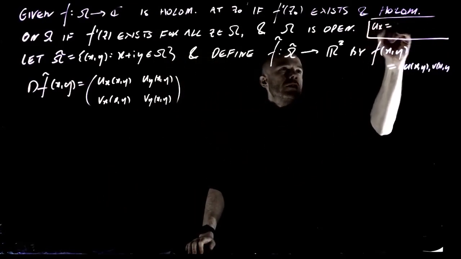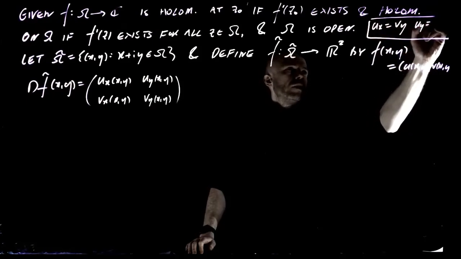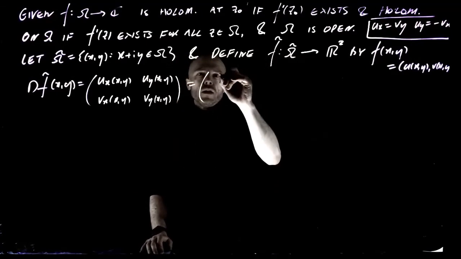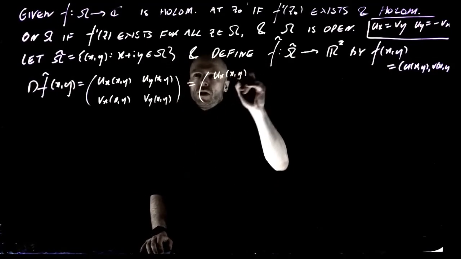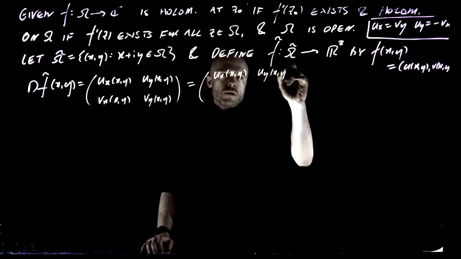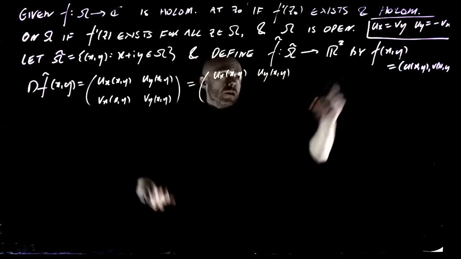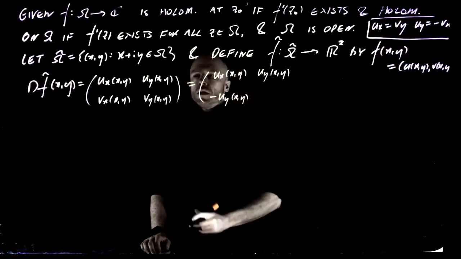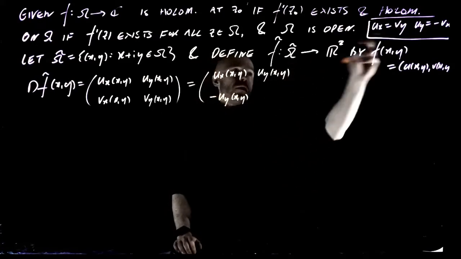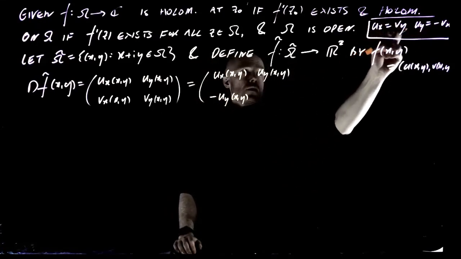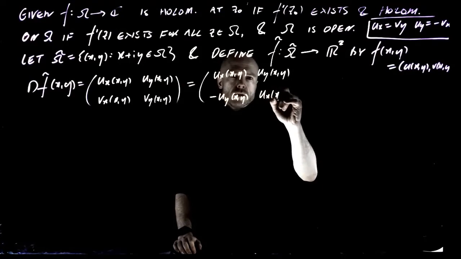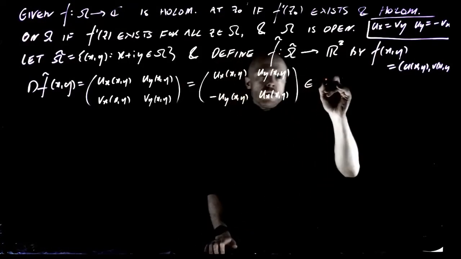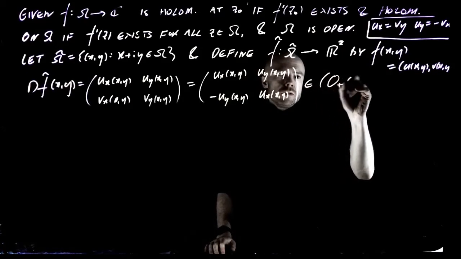We have that u of x is equal to v of y, and u of y equals minus v of x. So we can rewrite this thing like this. We're going to have u of xy. What will this guy be using this thing? This will be minus. And this guy using this thing will be this. In other words, this is going to belong to the space of conformal matrices.